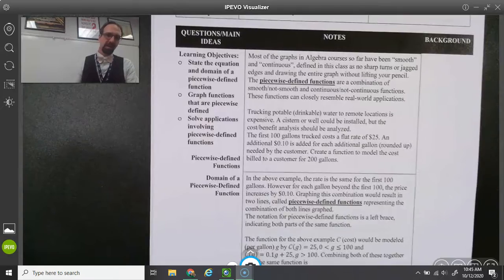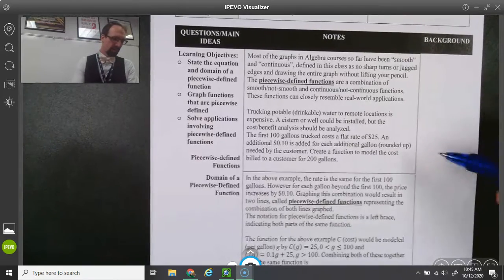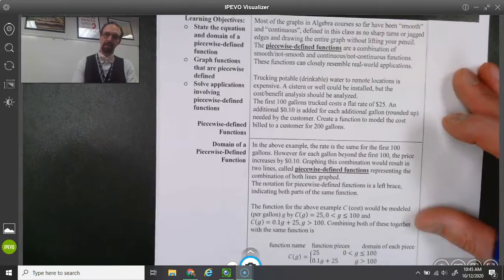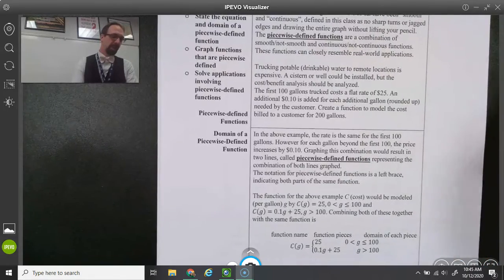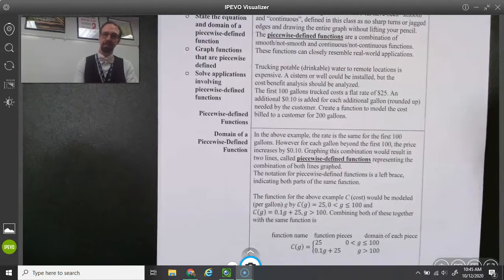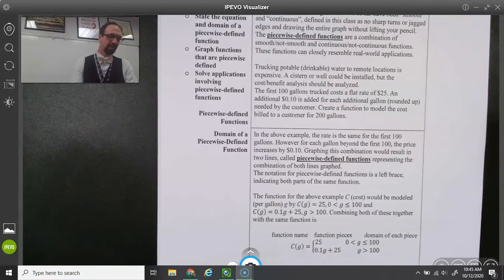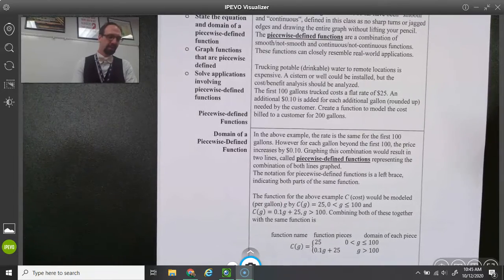So an example I talk about is actually kind of a personal one. Growing up, we didn't have drinkable water for a good part of my childhood, and we had to have water kind of trucked in, and we had to pay for it. And the way that it works is there's basically a flat rate for the truck to come out. Here I said the first 100 gallons, flat rate of $25, and then an additional 10 cents is for each additional gallon needed by the customer.